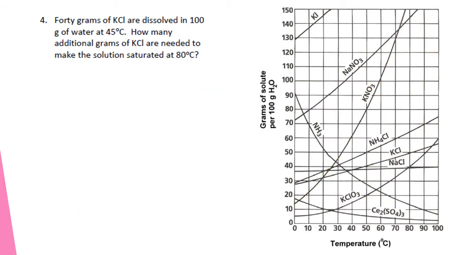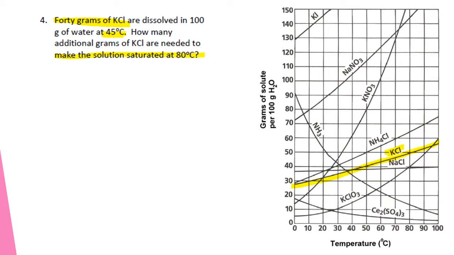Number four, 40 grams of KCl are dissolved in 100 grams of water at 45 degrees Celsius. How many additional grams of KCl are needed to make the solution saturated at 80 degrees Celsius? So let's find our KCl line right here. It is this line. I've put in 40 grams at 45, but honestly, the 45 doesn't matter. I want to know how many grams additionally we need at 80 degrees.